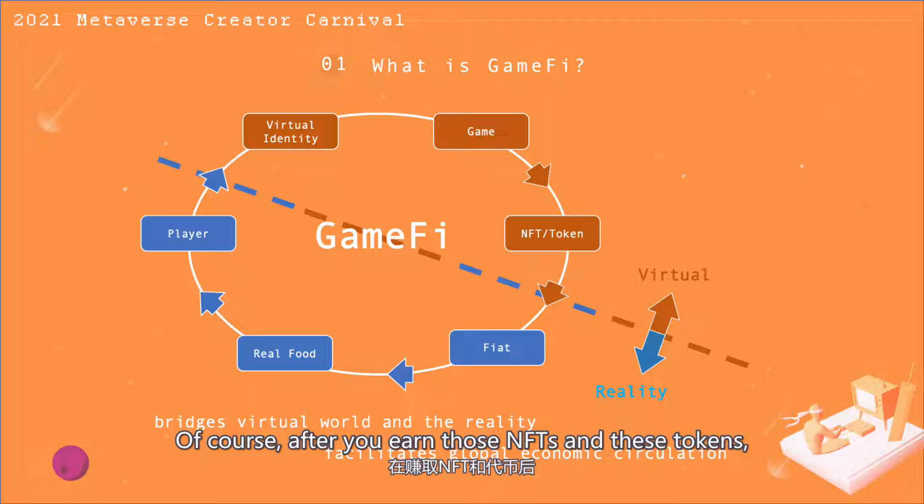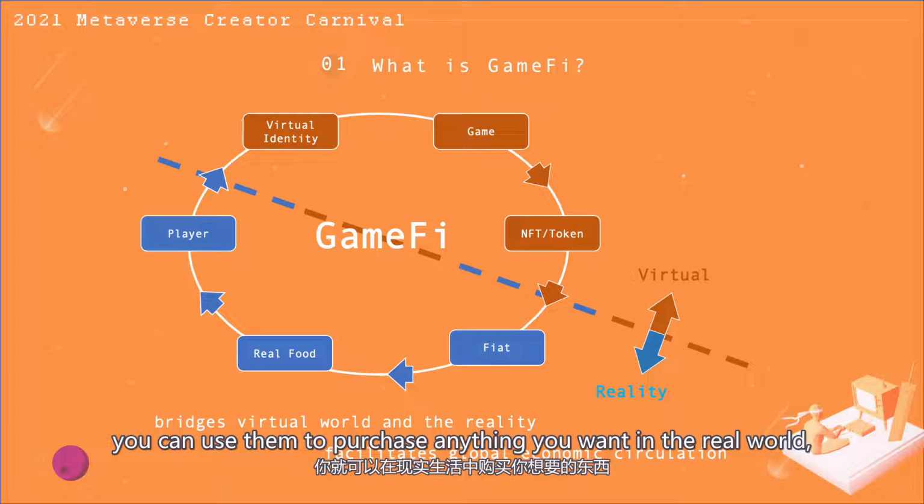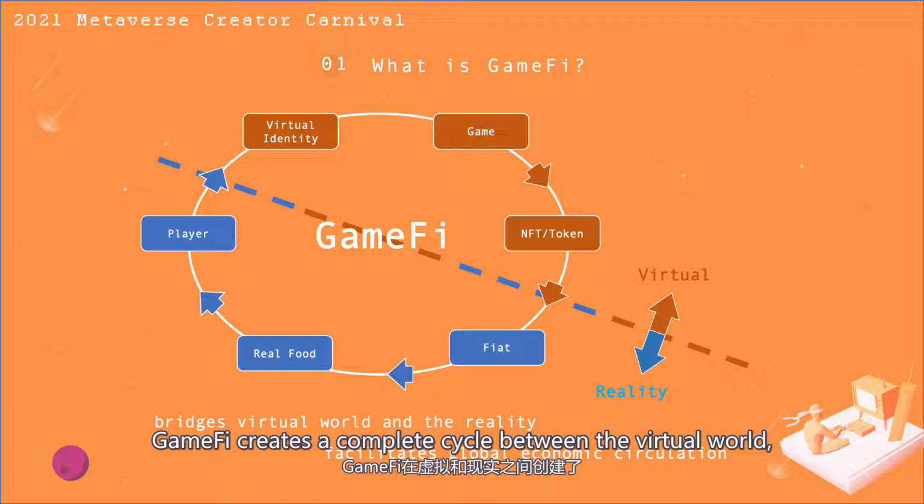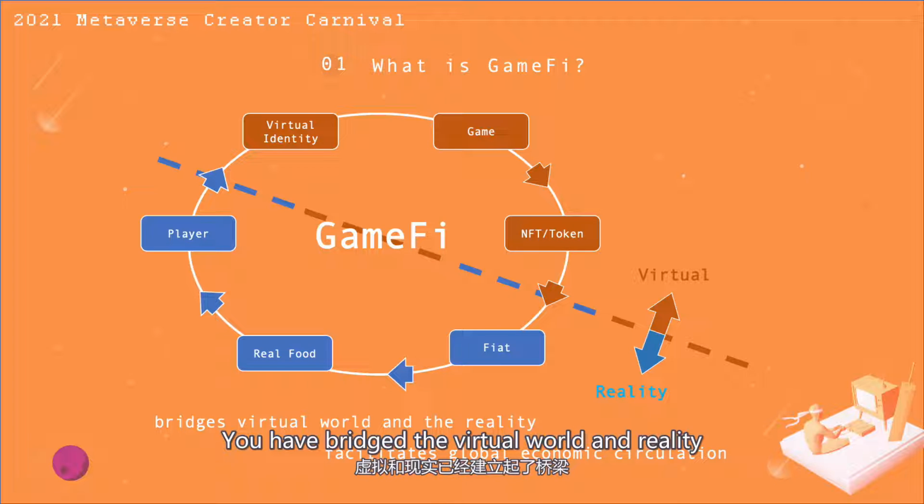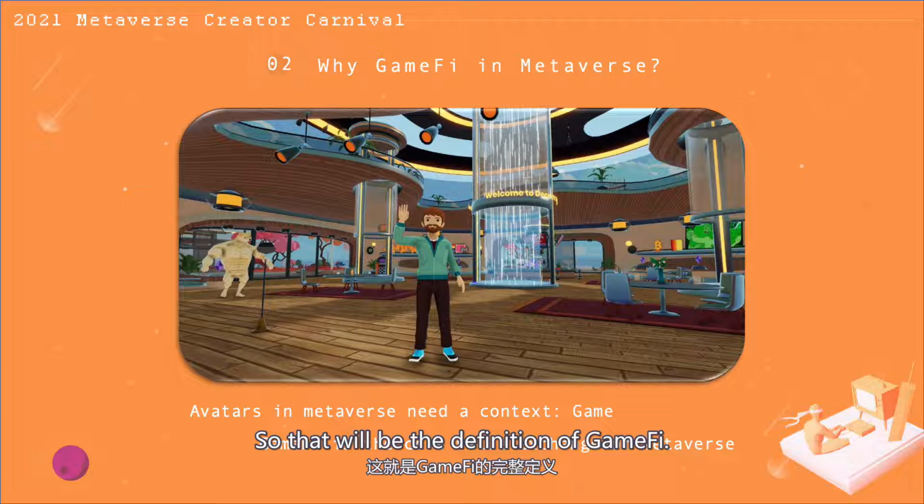Of course, after you earn those NFTs and tokens, you can use an exchange, either centralized or decentralized, to exchange those tokens, those rewards, to fiat. After you receive the fiat, you can use it to purchase anything you want in the real world, including food. So as you can see, Gamefi creates a complete cycle between the virtual world and reality. You bridge the virtual world and reality to facilitate global economic circulation. So that will be the definition of Gamefi.